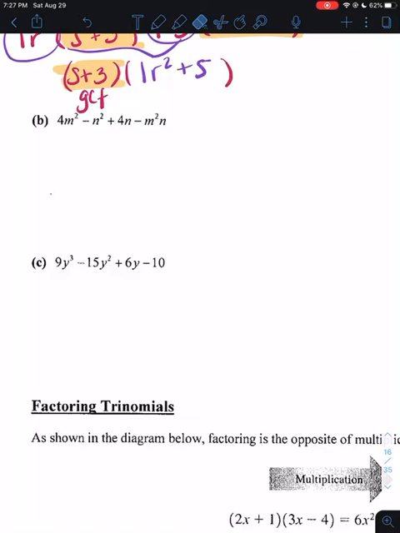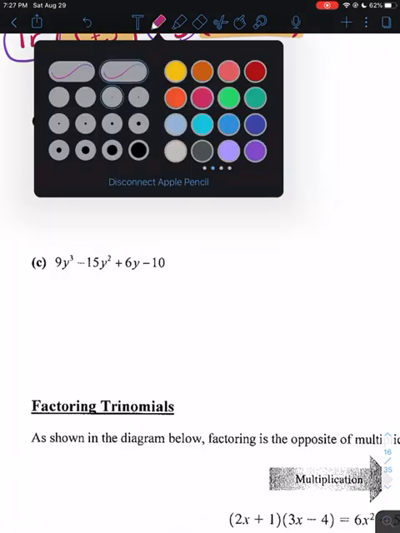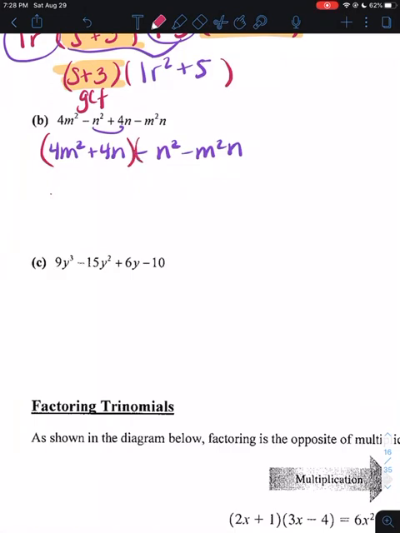So what I'm going to do now is rearrange the problem. I'm just going to flip-flop the two terms in the middle and write this as 4m squared plus 4n minus n squared minus m squared n. All right, so now let's see what happens. I'm going to try to factor by grouping.